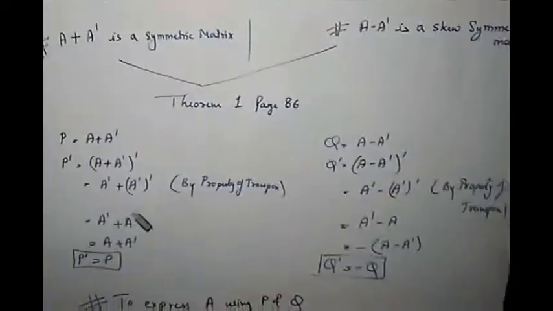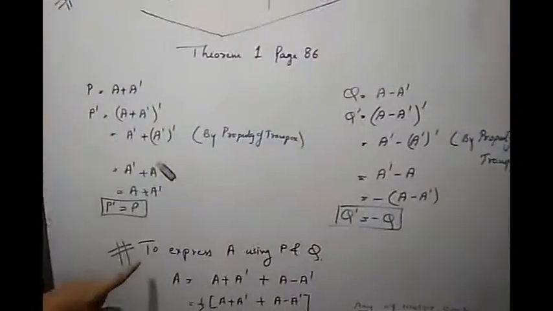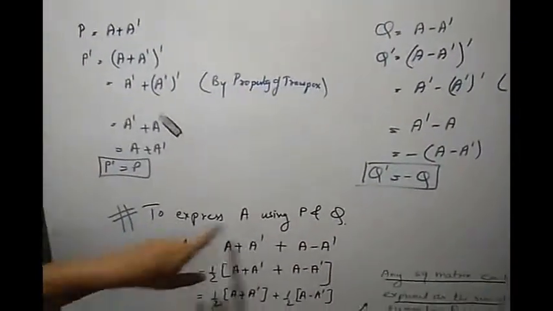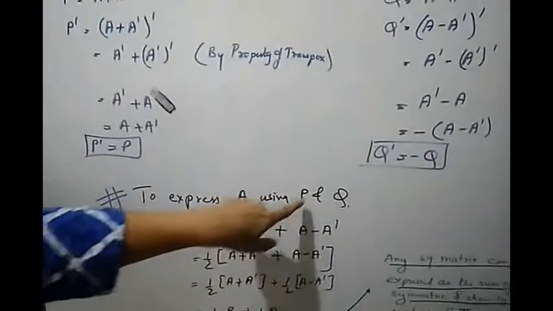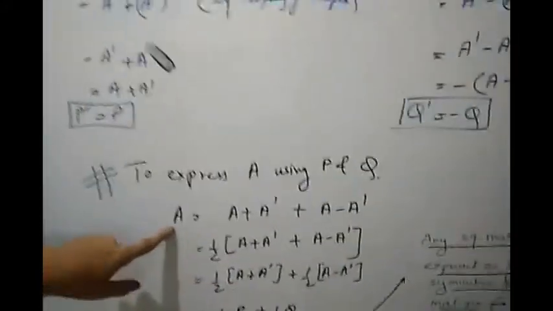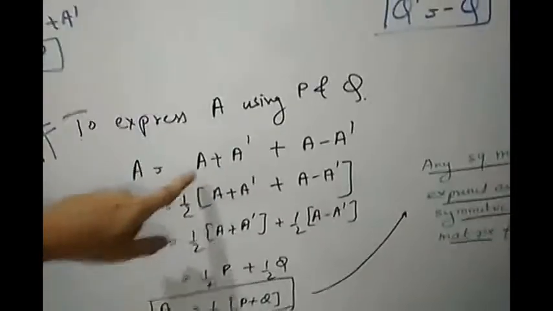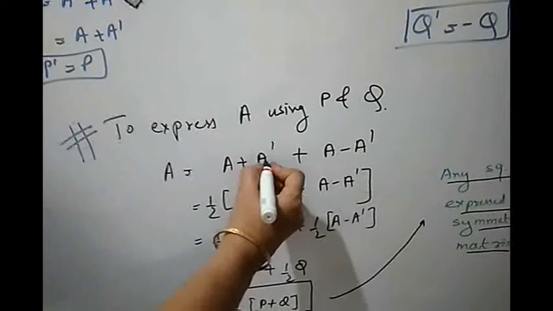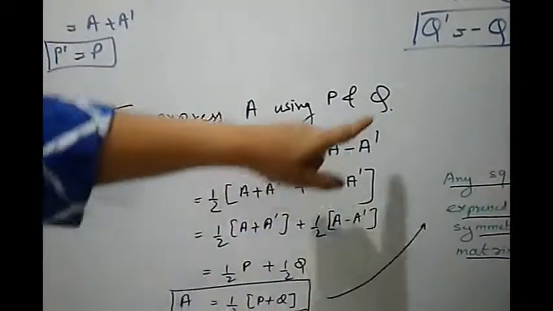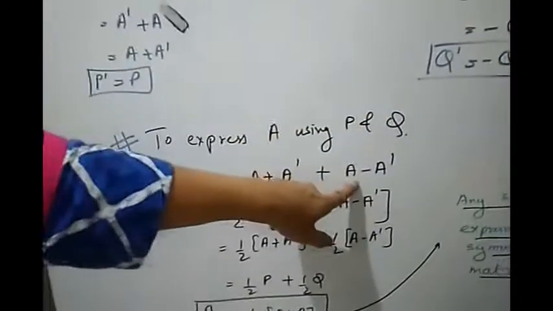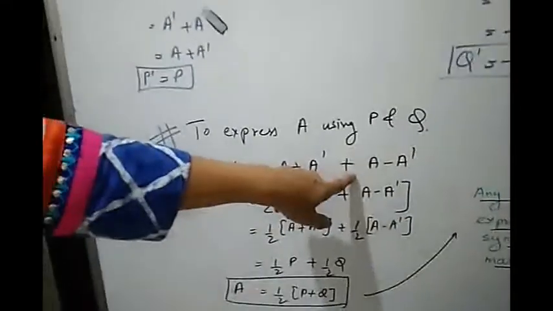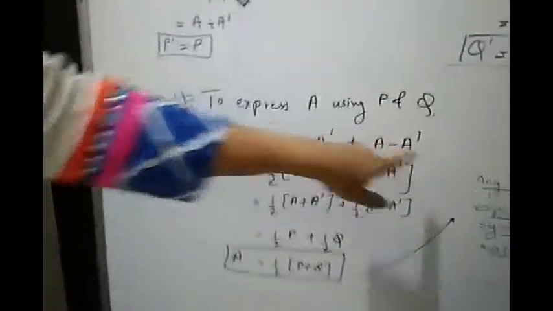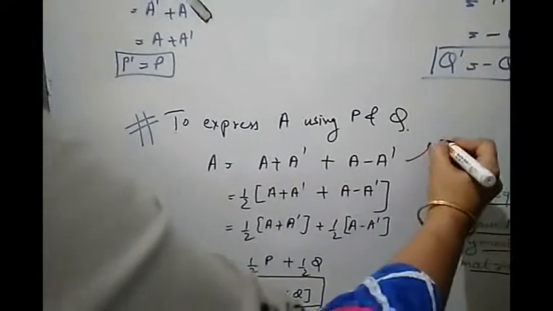By using these two concepts, I want to express matrix A using P and Q. So A can be written using A plus A dash, because P is A plus A dash, and Q is A minus A dash. So adding A plus A dash plus A minus A dash, when we are adding, we will be getting equal to 2A.